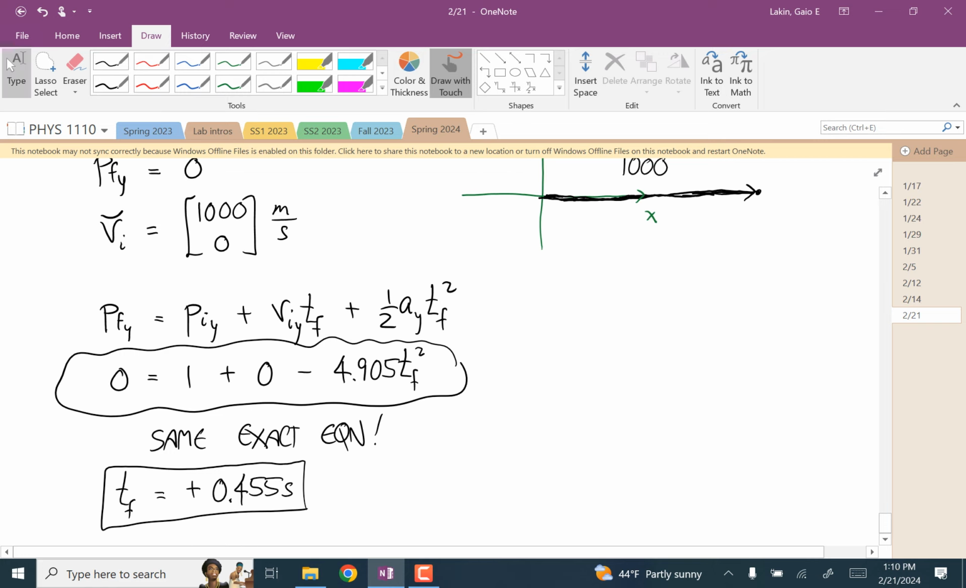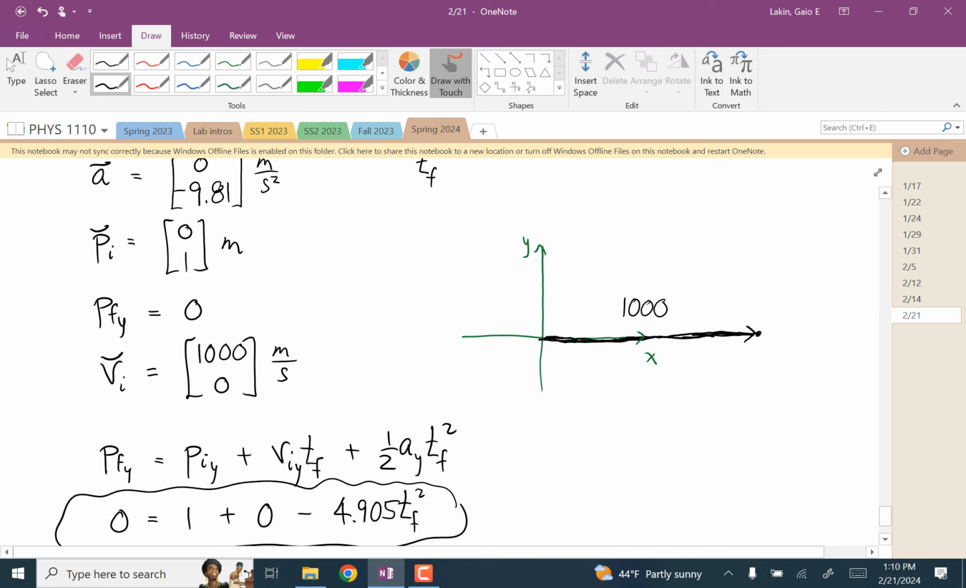And notice that no matter what speed we gave this, it just never comes into the problem. All we used was y components, so this could have been 100 million and it wouldn't have changed anything. Okay? Anybody have any questions about that?